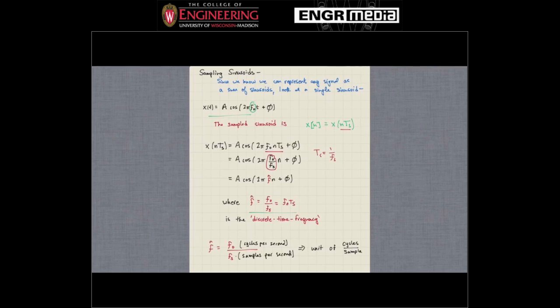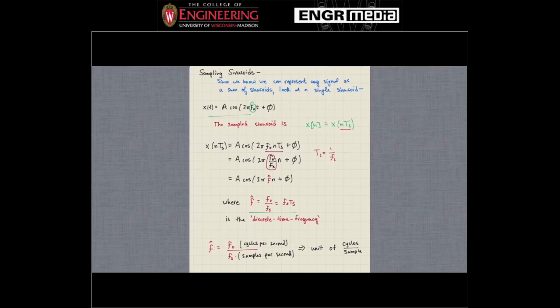And intuitively, when we're looking at this f hat, think of this as, again, the frequency of the sinusoid, which has units of hertz or cycles per second, and then that's over fs, where fs is the number of samples per second. It's the sampling frequency. Okay, so the unit of f hat should just be cycles per sample. So what does that mean?